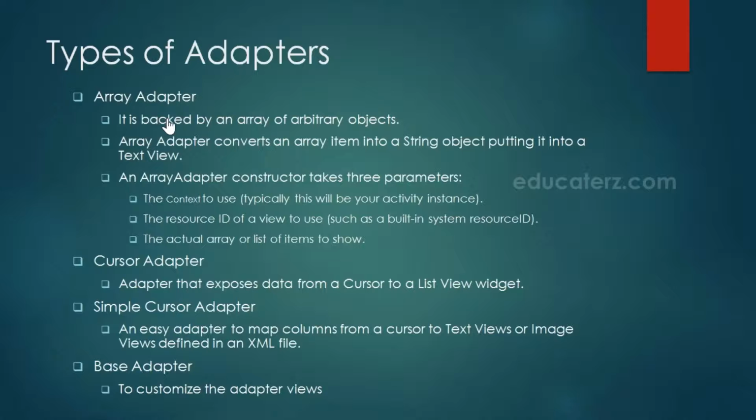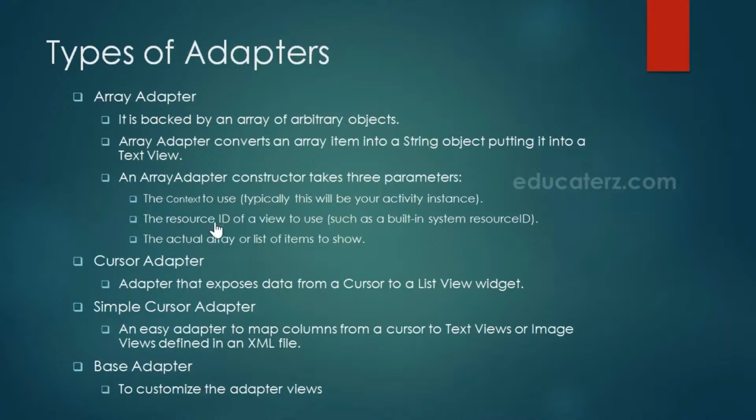The array adapter is going to show an array of details in an adapter view. The array adapter converts an array of items into string objects, putting them into your text view. Here the array adapter constructor is going to take three parameters. The first one is the context. Typically this will be your activity instance, or just get application context, or getActivity if you are dealing with fragments, or this.